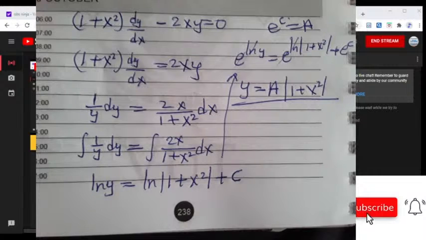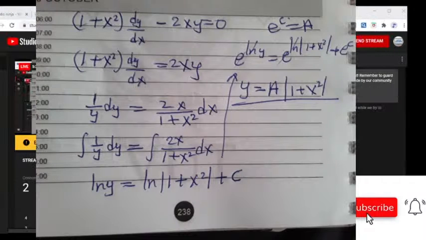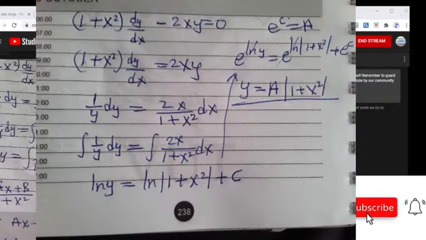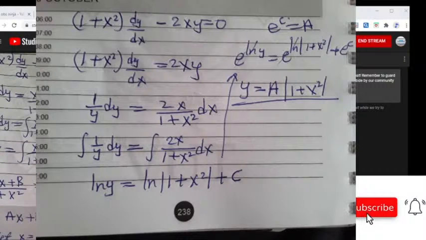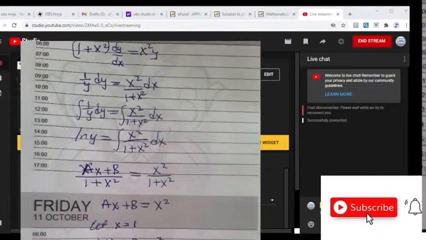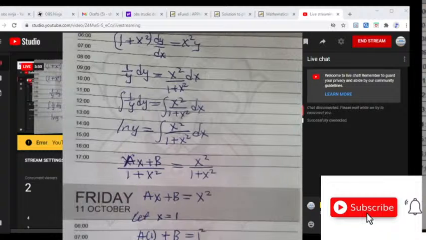Let us now look at the other one. Let us look into another problem. There is another problem that I have, and I believe it's going to be helpful. Here is the other problem.